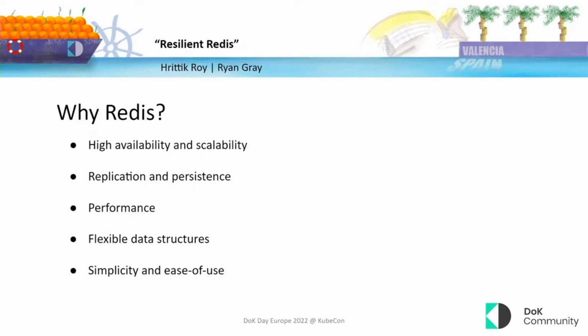Why Redis? This is one of the most important questions we are asked. So Redis, which stands for Remote Dictionary Server, is a fast open source in-memory key value data store and is used as a database, cache, message broker, and queue. The popular use cases of Redis in production are caching, queues, pub sub systems, gaming leaderboards, session stores, rich media streaming, and a lot more.